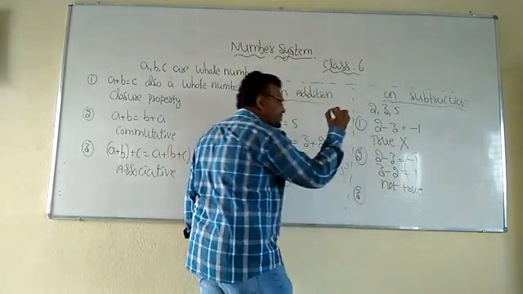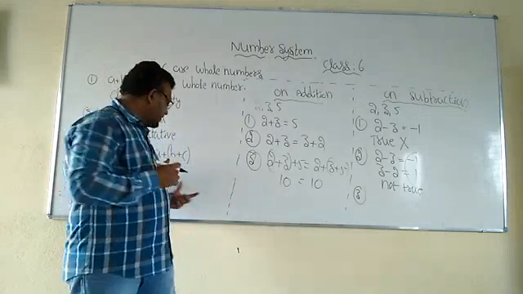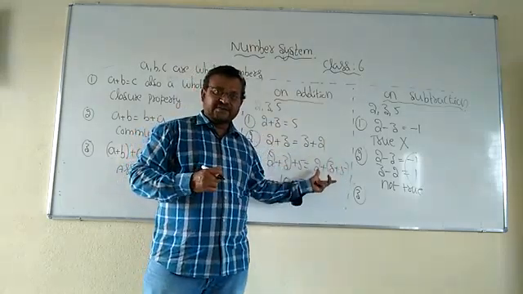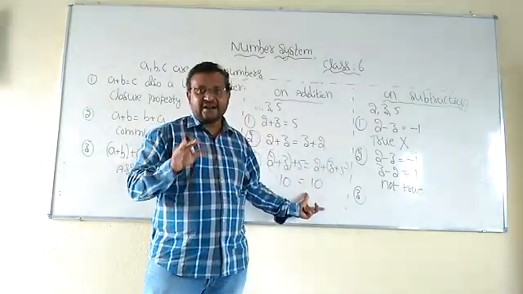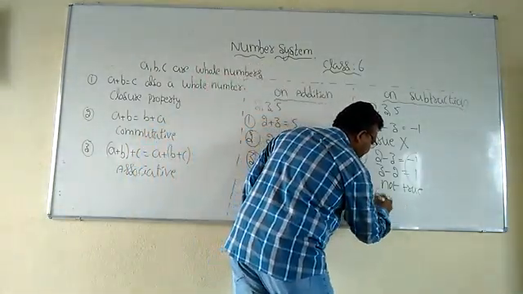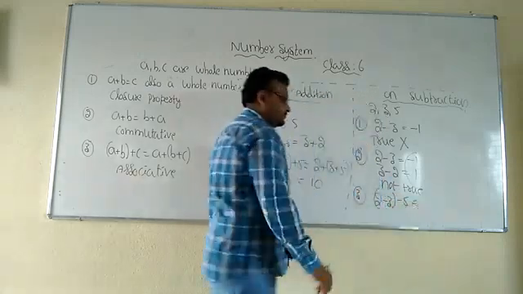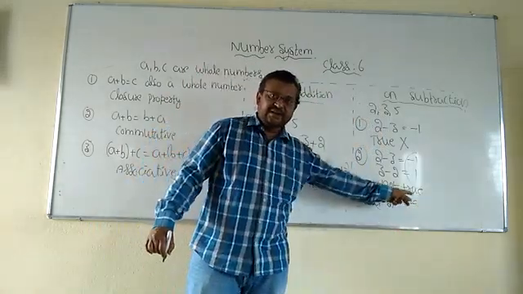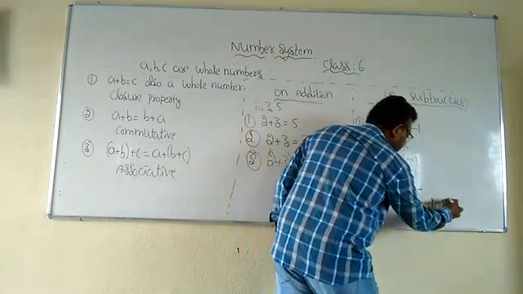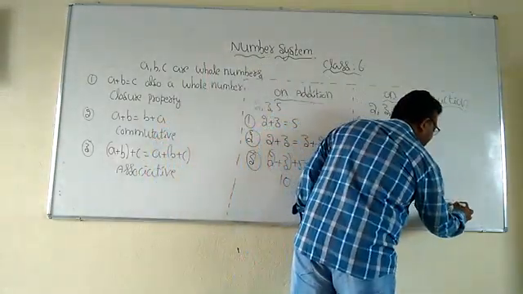Next, the third one, associative. Irrespective of order, add the first two, then the third one, or add the last two, then the first one. However you add, you are getting the same result under addition. What about subtraction? 2 minus 3 minus 5. First two I am subtracting, then after that the last one. How much will it be? 2 minus 3 means minus 1, minus 5 as it is, minus 1 minus 5 is equal to minus 6.